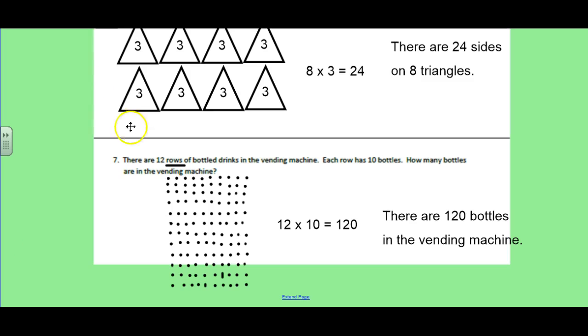Man, that was a large array to draw. That took me a while. The only thing with arrays is you've got to try really hard to make it straight, and that can be hard sometimes. So you should have had 12 rows with 10 in each row. So the multiplication equation that would match that is 12 times 10. And if you counted by tens 12 times, you should have gotten 120. So the sentence I was looking for is there are 120 bottles in the vending machine.